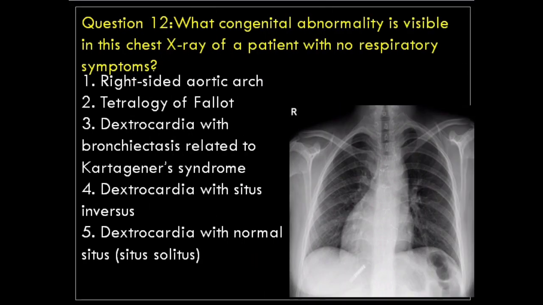Question 12: What congenital abnormality is visible in this chest X-ray of a patient with no respiratory symptoms? 1. Right-sided aortic arch. 2. Tetralogy of Fallot. 3. Dextrocardia with bronchiectasis related to Kartagener syndrome. 4. Dextrocardia with situs inversus. 5. Dextrocardia with normal situs, situs solitus.